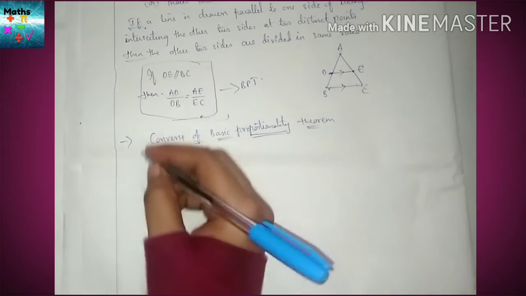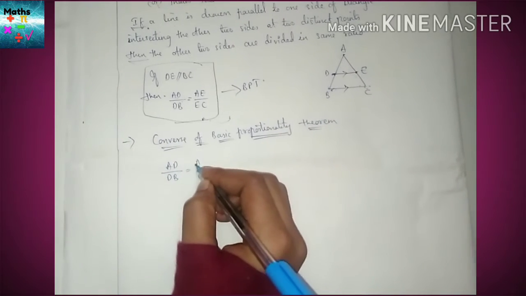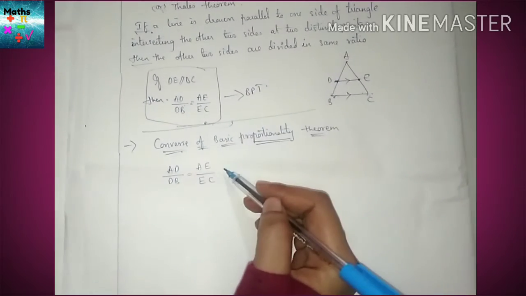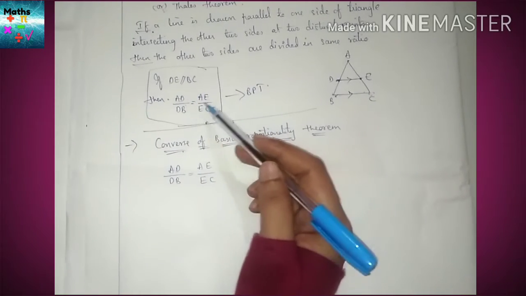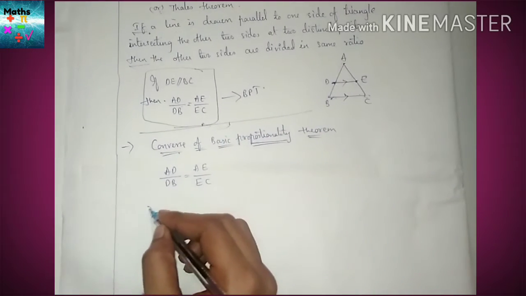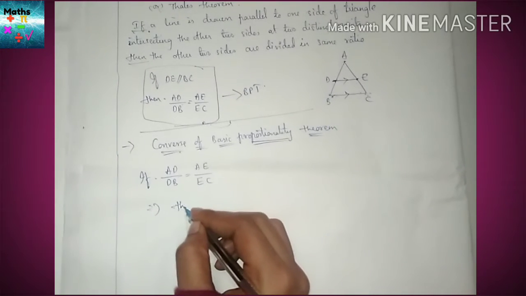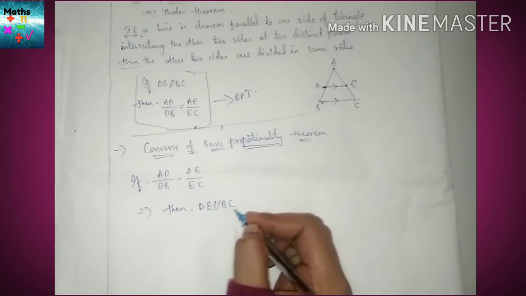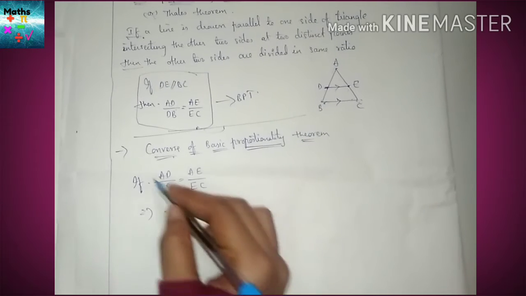Converse means this is opposite of this. If AD by DB is equal to AE by EC, this is the converse of the basic proportionality theorem, which means it is opposite. If these two sides are divided in the same ratio, then that line must be parallel to the third side. If this is in ratio, then these two are parallel lines. So this is the converse of the basic proportionality theorem.